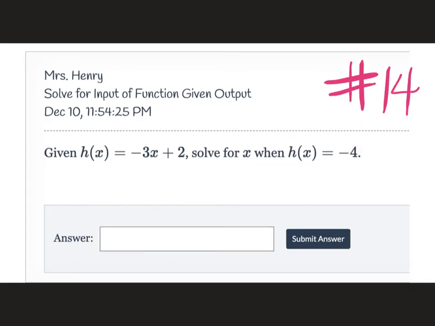All right, on this one, they changed it to h of x. But remember, I told you it could be f of x, g of x, h of x. That's the usual ones they use. But remember, this is just going in place of y. It's just how they write functions. So they're telling you to put -4 in place of y.